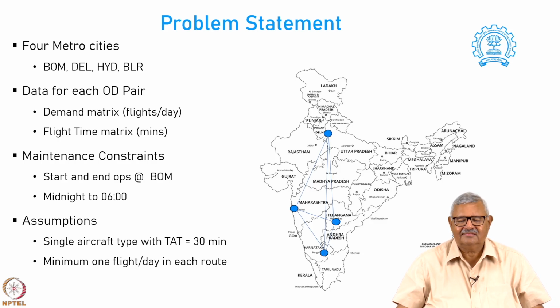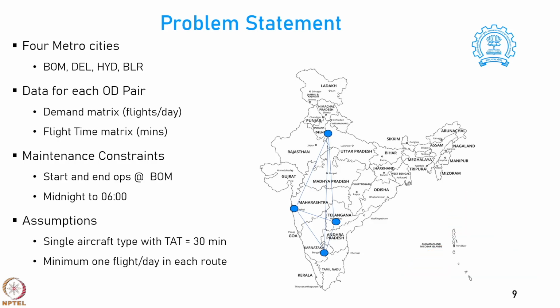Plus, there is another additional assumption: to ensure that the market is not upset with the airline, we ensure that there is at least one flight per day on each route, even though the route may be low priority, like the route from Hyderabad to Bangalore. There are only 2 flights required per day, but we will not sacrifice those 2 flights in the attempt to chase profit. So, we will ensure quality of service for the passengers by having minimum 1 return flight, or at least 1 flight on each route.